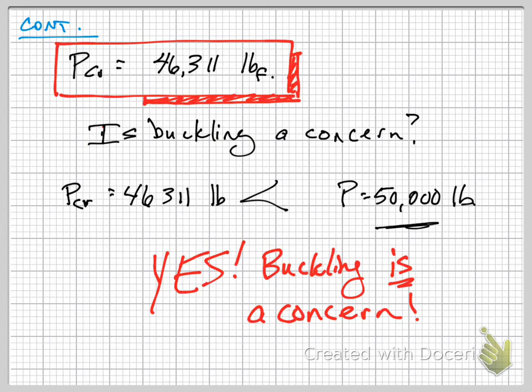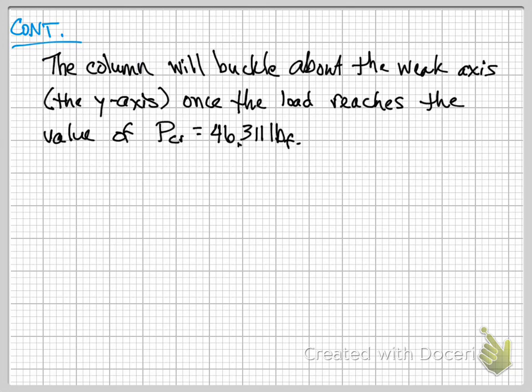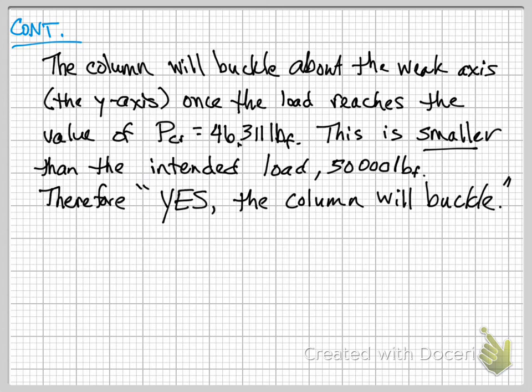So I'm going to summarize this in words, which is always a good habit. So the column will buckle about the weak axis, which is the y-axis, once the load reaches the value of P critical, which is 46,311 pound force. This is smaller than the intended load of 50,000 pounds, and therefore, yes, this column will buckle. And with that, we're going to go ahead and move on to the next problem.